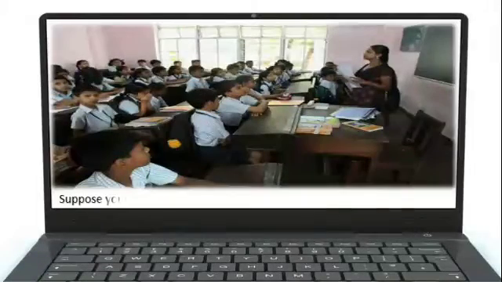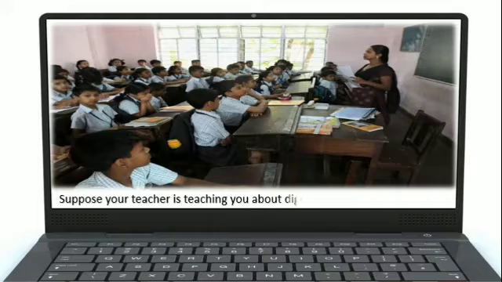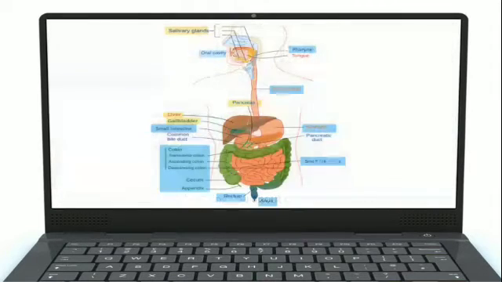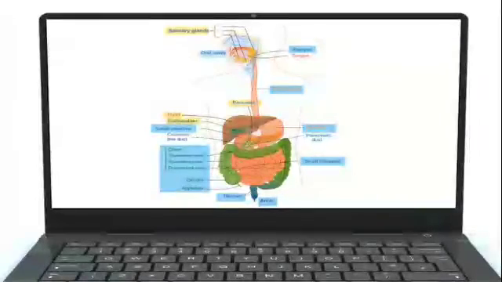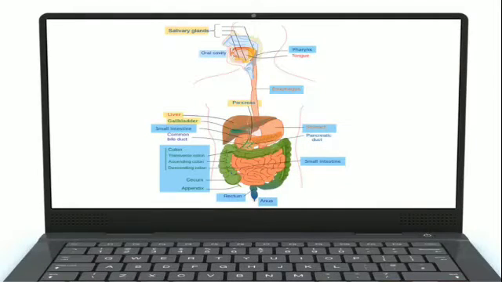Okay, let me ask one question. Suppose your teacher is teaching you about the digestive system in a science class. How would you be able to understand the concept much better? If she teaches you orally and gives all information about the digestive system and its different parts, or if she teaches you with the help of a diagram? Of course, you will enjoy learning with the help of diagrams because diagrams give you ease of understanding. You can see and relate the concept with the diagram more easily.